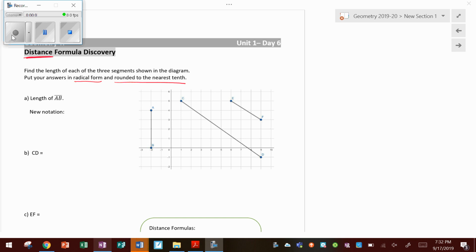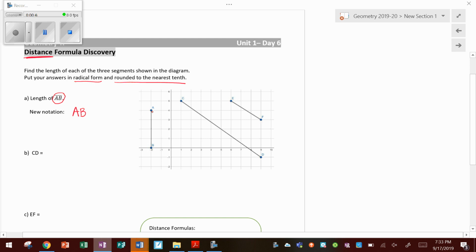So if you look at the directions, they say find the length of each of the three segments shown, put your answers in radical form and round it to the nearest tenth. So, length of AB. The new notation, that's just referring to AB without a line over it. When you have the line over it like we did here, that means the segment AB. But without the line over it, like what I just wrote right here, that is referring to the length or the distance between the two points A and B. So it's a very minor change, but just wanted to make sure we address it.